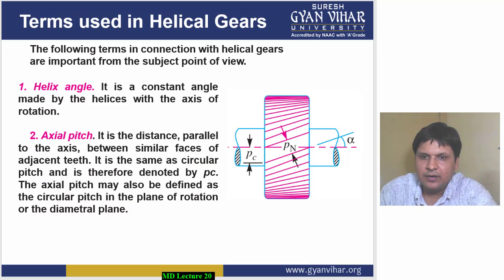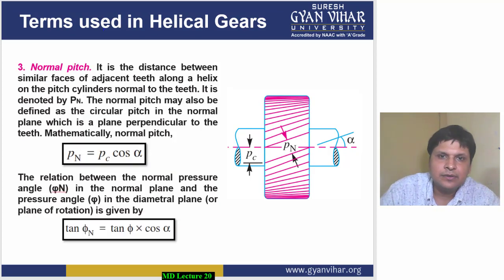All right. Now, what is normal pitch, students? You can see this particular value is your normal pitch. It means the distance between similar faces of adjacent teeth along a helix on the pitch cylinders, normal to the teeth. Circular pitch was normal to the axis, and the normal pitch is normal to the teeth. Since teeth are inclined to the axis, the distance between two teeth normal to the teeth will give you the value of normal pitch.